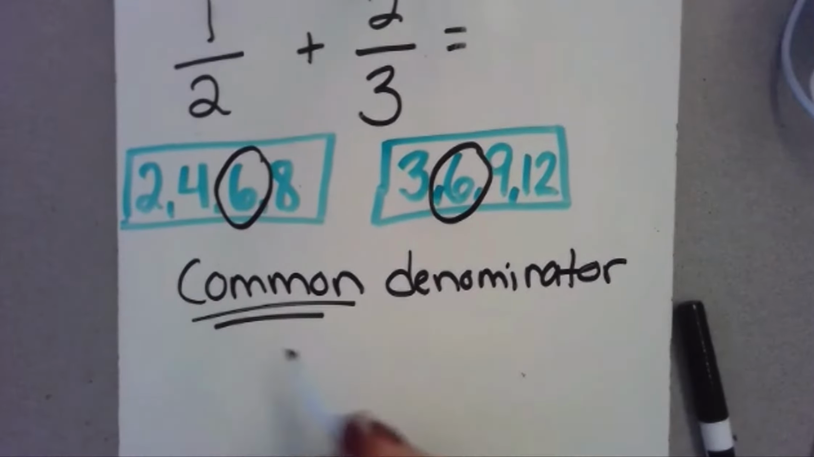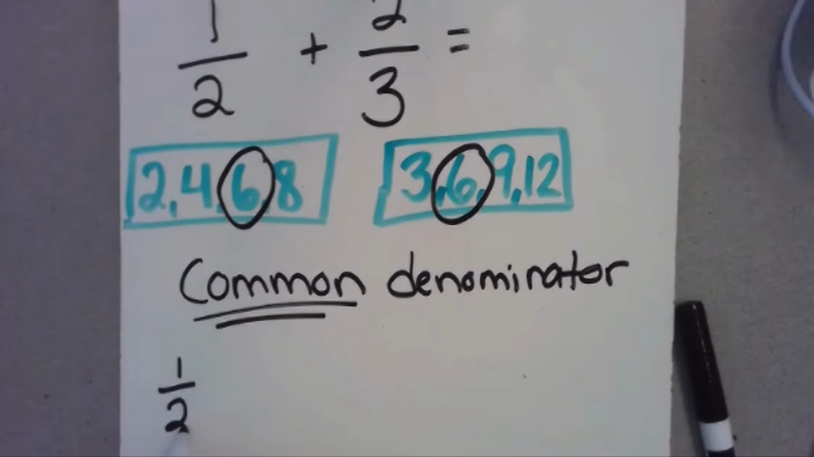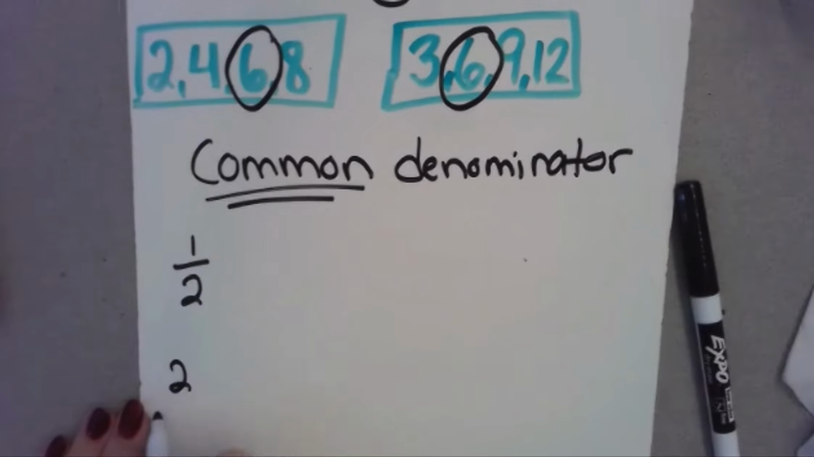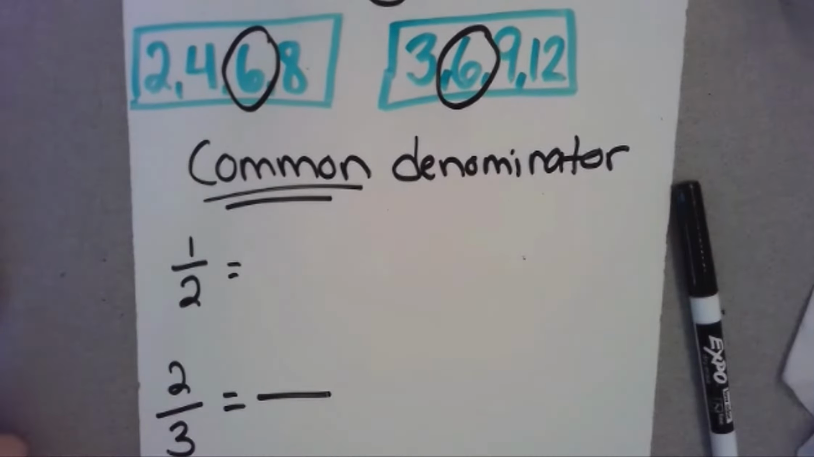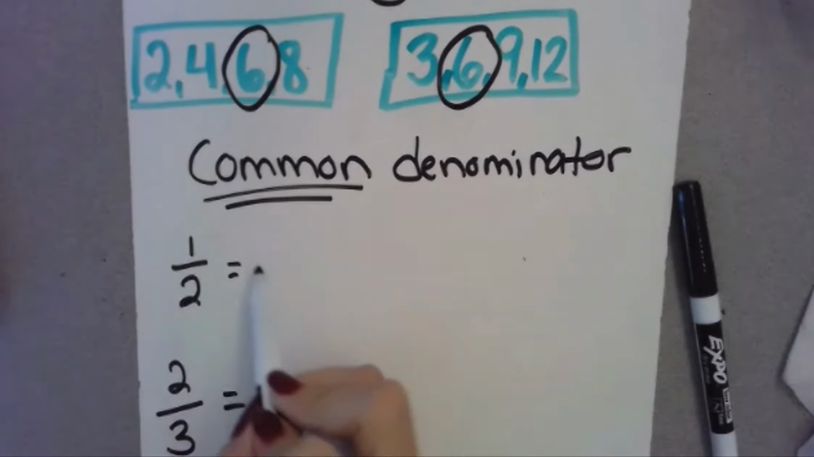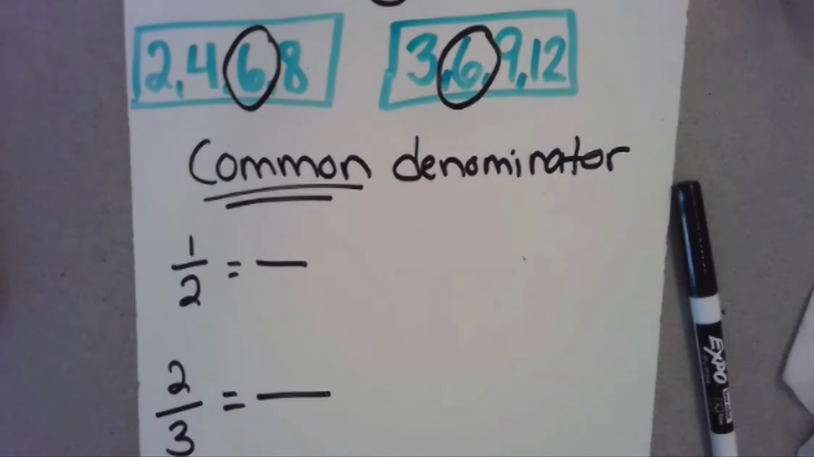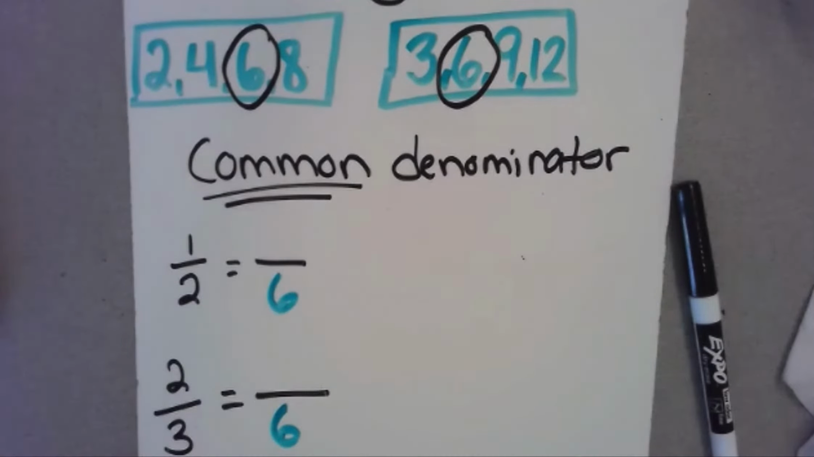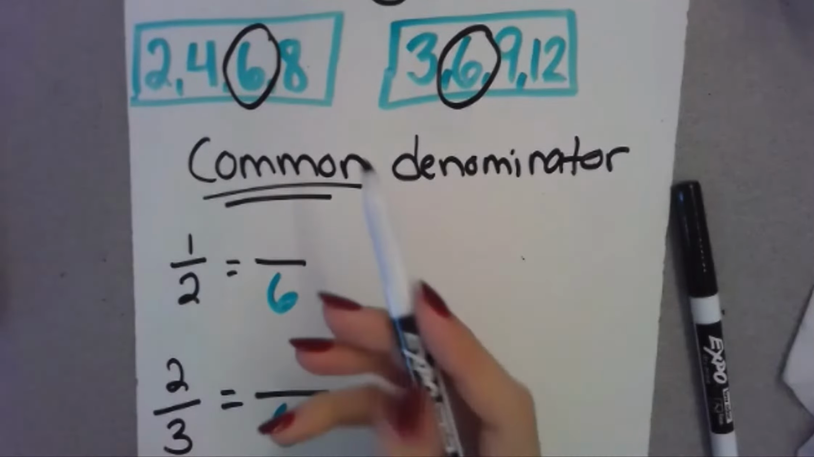All right, so now I'm gonna take my 1/2 and I'm gonna take my 2/3. I need to change these to a common denominator. And we've said our common denominator is going to be 6. So what I'm about to do is make equivalent fractions. And I will show you what I mean by that in 1 second.